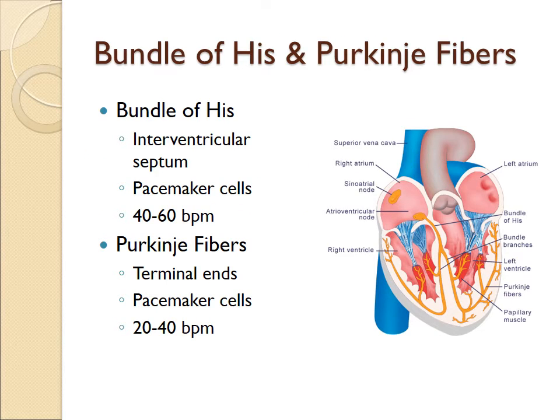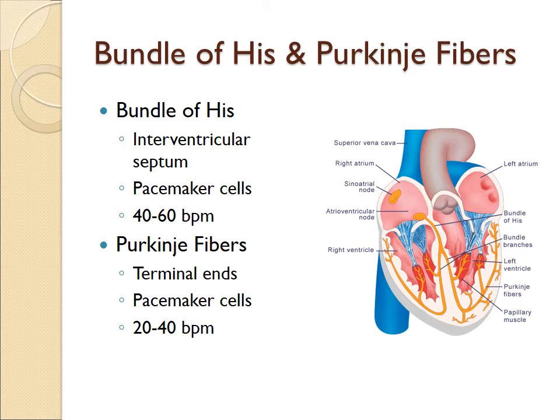After this is the bundle of His and the right and left bundle branches. The bundle of His, also known as the AV junction, is located in the upper portion of the interventricular septum. The pacemaker cells here are capable of discharging at an intrinsic rate of about 40 to 60 beats per minute. This is called our backup pacemaker. Our SA node is our primary pacemaker, and this is our backup one at a lower rate.